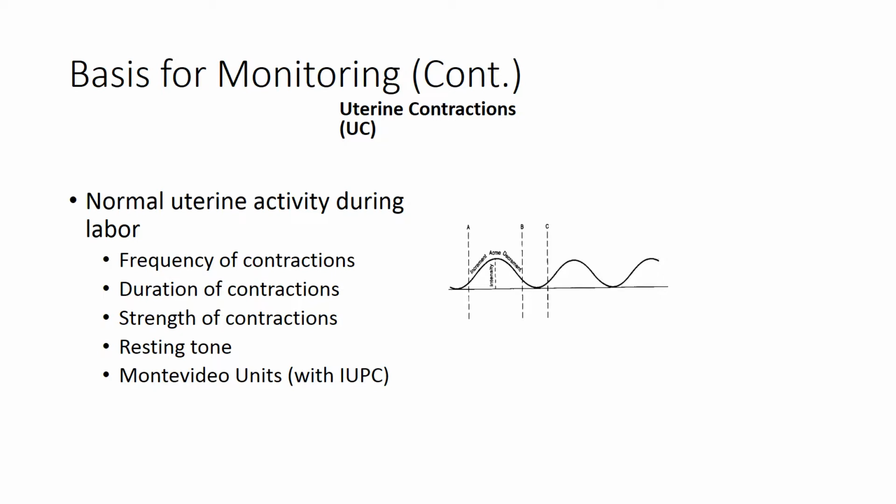Duration is the time from the beginning of one contraction until the end of that contraction. How long does that contraction last? On this slide, it's point A to point B. Now on your fetal monitor strip, this time frame is represented by 10-second little boxes. The intensity is the strength of the contraction. With an external monitor, it's palpated.